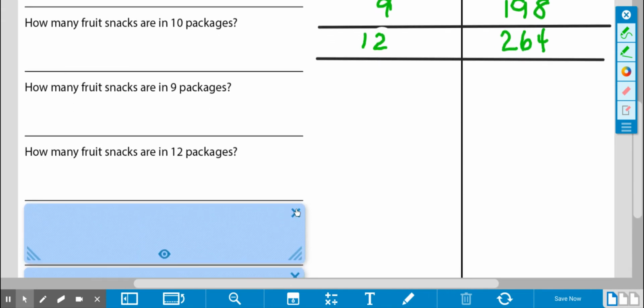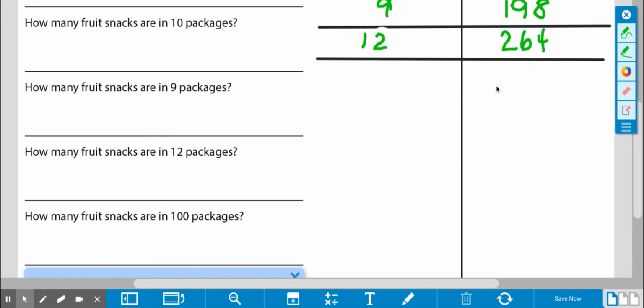All right. How many fruit snacks are in 100 packages? 100 packages. Wow, that would give you a complete belly ache. But maybe you went to a warehouse store, maybe Costco or Sam's Club, and got a big box of fruit snacks that had 100 packages each. Each package had those 22. How many total fruit snacks do you have?